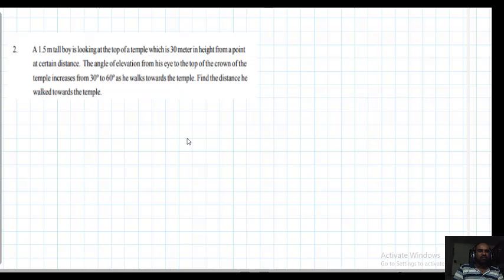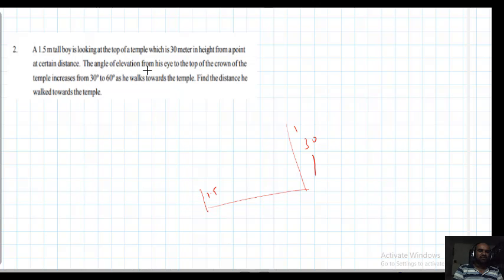A 1.5 meter tall boy is looking at the top of a temple which is 30 meter in height from a point at a certain distance. First of all I will draw a rough diagram. This is the temple, this is the road, this is the person. Person height is already given here, that is 1.5. Temple height is given, 30 meters.